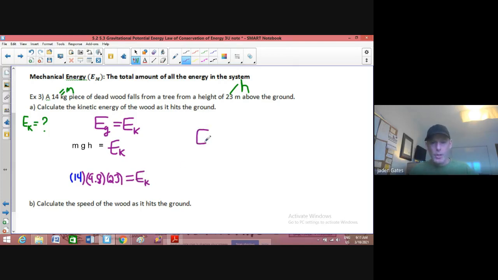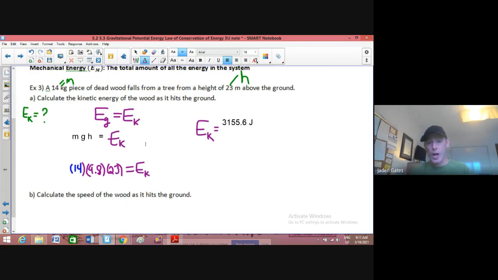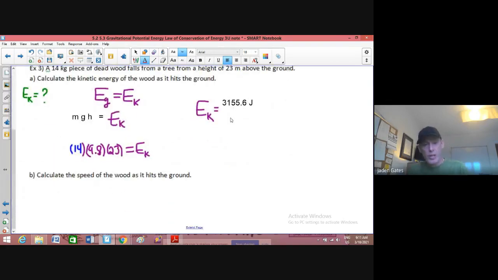And so if I multiply my three numbers, let's see what I get here. 14 times 9.8 times 23. I end up with, and again, go to two decimal places, 3,155.6 joules of energy. So that's what we not only have at the top, as gravitational potential energy, but when it hits the ground, that's the same amount of energy there. Because again, when energy changes, in this case from gravitational potential energy to kinetic energy, nothing's lost. All right, so this is the energy at the top and also at the bottom.